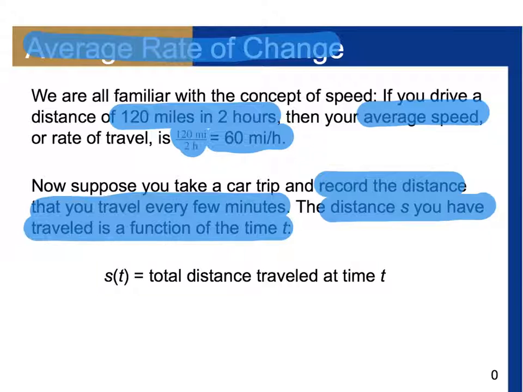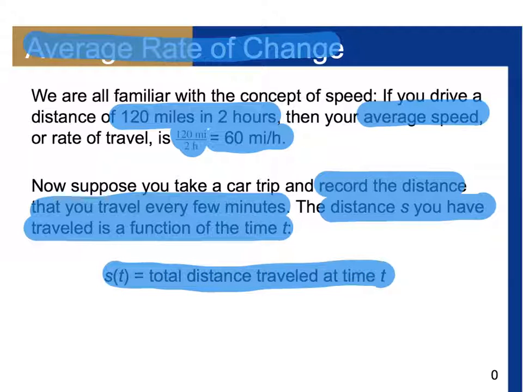So we can say S of t is total distance traveled at time t, where if you're going forward, that S will increase. If you're going backwards, that S will decrease. Okay. So think of t as like your input, your x, and S as your output, your y.